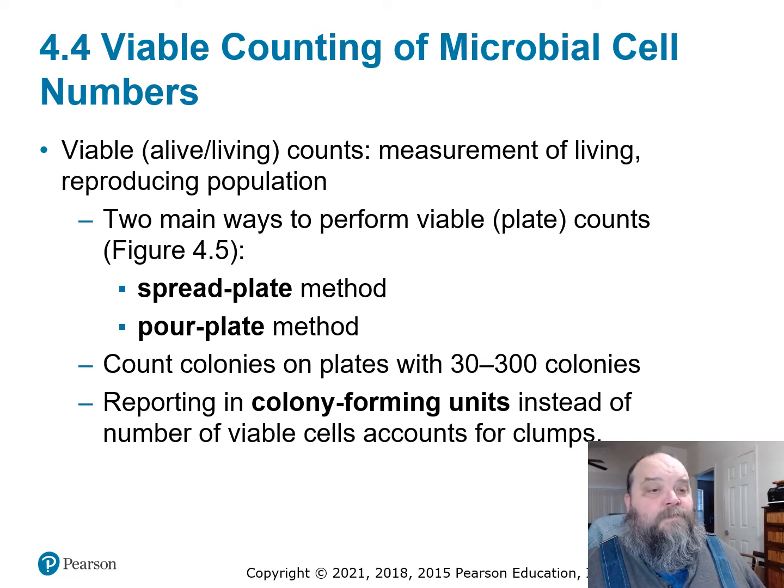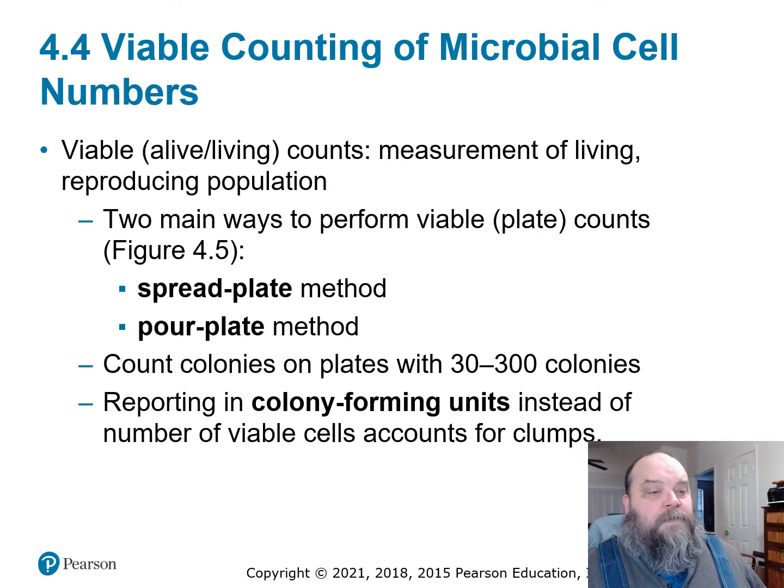Chapter 4, Section 4, Viable Counting of Microbial Cell Numbers. In Section 3, we did direct cell counting using hemocytometers and whatnot, those special etched slides. And I mentioned how when you look at them, you're just counting the number of cells there. You're not counting live cells. There's no way to differentiate the dead cells. So you could have an artificially distorted number. Here's all the cells there. Are they living, dead? Don't know. They're just there.